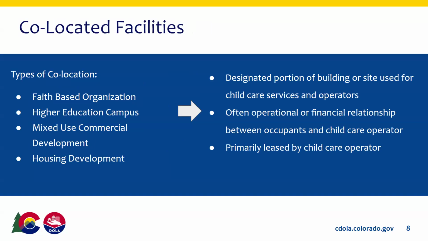The most common approaches to co-location in Colorado are those child care facilities housed in faith-based organizations, higher education campuses, mixed-use commercial developments, and housing developments, where most often there's a designated portion of the building or site that's used for childcare services. There's often an operational or financial relationship between occupants and the childcare operator, and the space is primarily leased by the childcare provider operating in the space.